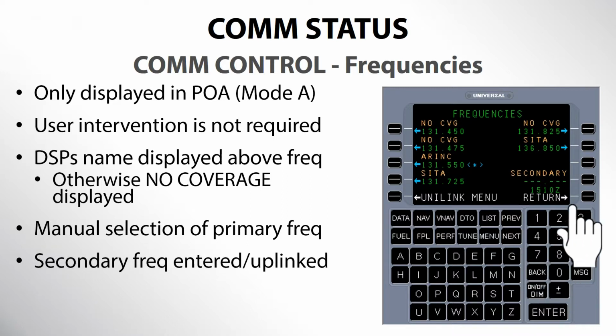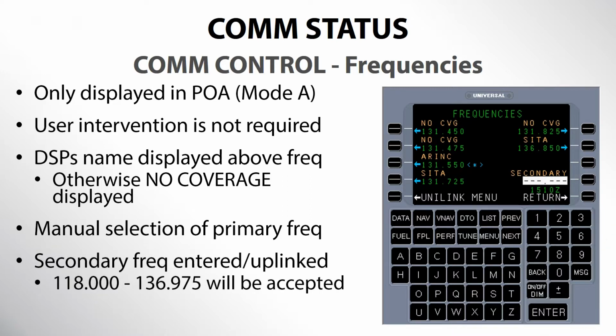The secondary frequency may be manually entered or uplinked from the ground. Any entry in the range of 118.0 through 136.975 will be accepted. Only one frequency, primary or secondary, can be selected at a time.